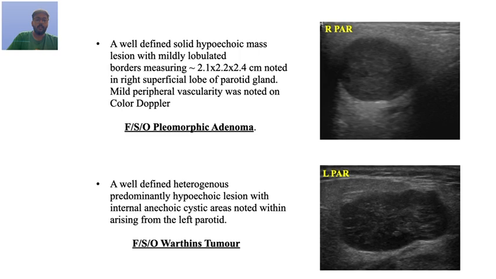Next, a well-defined solid hypoechoic mass lesion with mildly lobulated borders measuring approximately 2.1 into 2.2 into 2.4 centimeters noted in the right superficial lobe of parotid gland. Mild peripheral vascularity was noted on the color Doppler. The features were suggestive of pleomorphic adenoma. A well-defined heterogeneous predominantly hypoechoic lesion with internal anechoic cystic areas was noted arising from the left parotid. The features were suggestive of a Warthin's tumor.